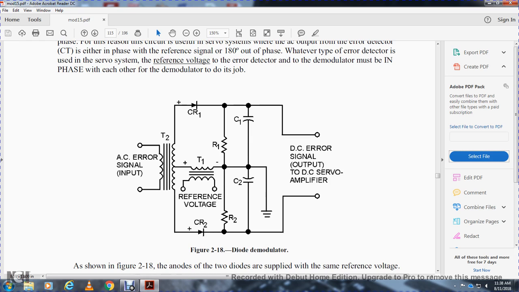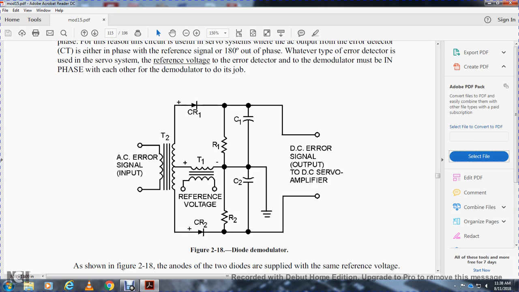Figure 218, diode demodulator. The AC error signal is the input, with transformer 1 having a center tap. The AC signal input goes to transformer 2, which is wound on an iron core with a center tap, with a reference voltage on the solid iron core. It runs to the split plate in the center.